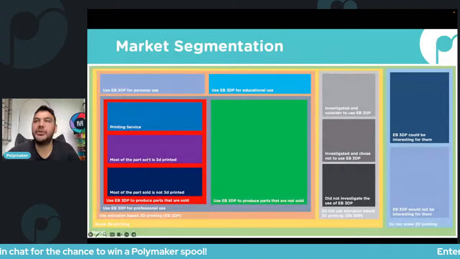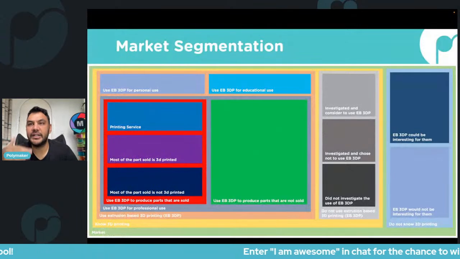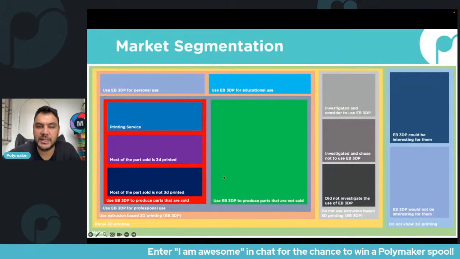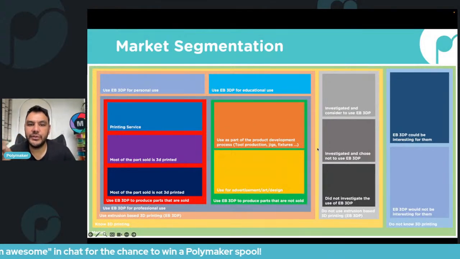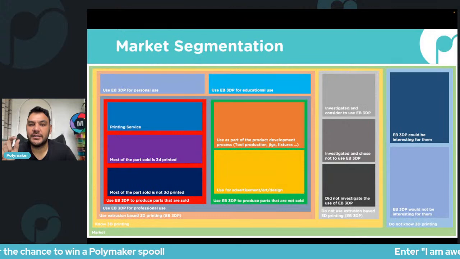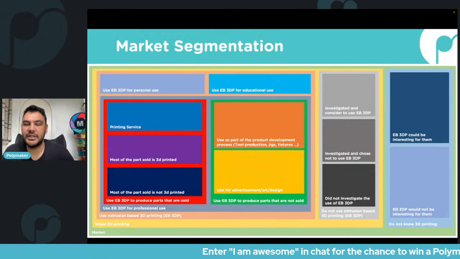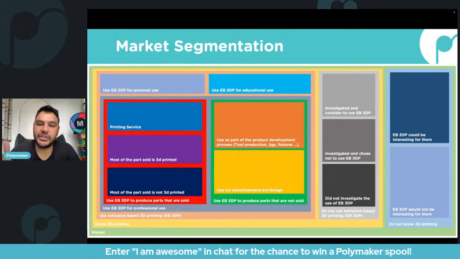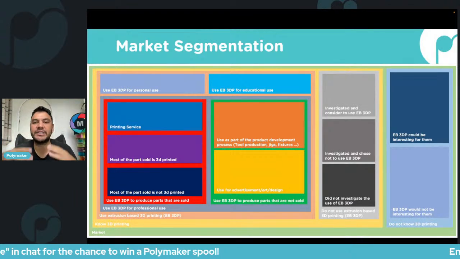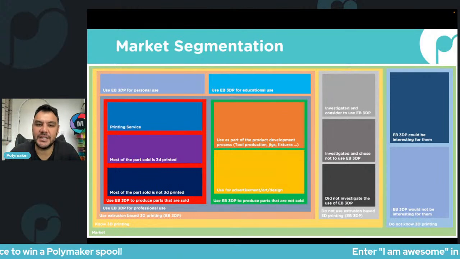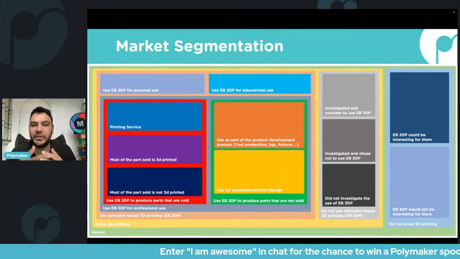They would be in the green segment, which means they use 3D printing for professional use, but they don't sell the part. Which is what I'm going to come to. I divided it into 2. You use 3D printing as part of the product development process. So tool production, jigs and fixtures, prototyping, R&D, etc. So it's part of a product development process. Okay, so it's not sold, but it's professional use and it's part of a product development process.